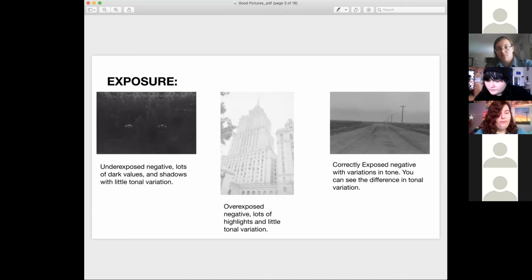So an overexposed negative image has too many highlights, too bright, very little tonal variation. And then a correctly exposed image has a great balance: the things that are supposed to be white are white, the things that are supposed to be black are black. And you've got all those different variations of gray to deal with. And so that's the goal of your images, to get a correctly exposed image.